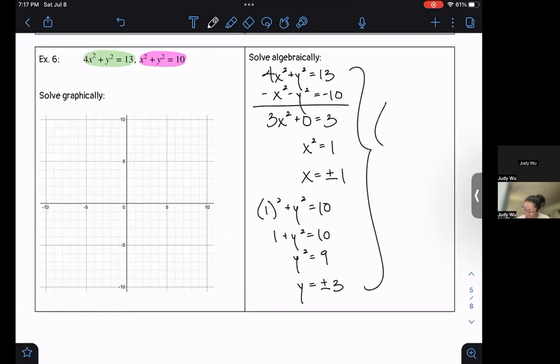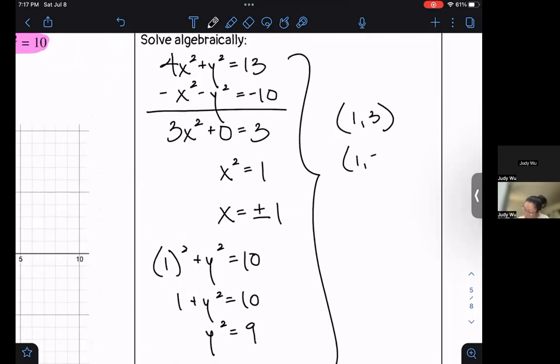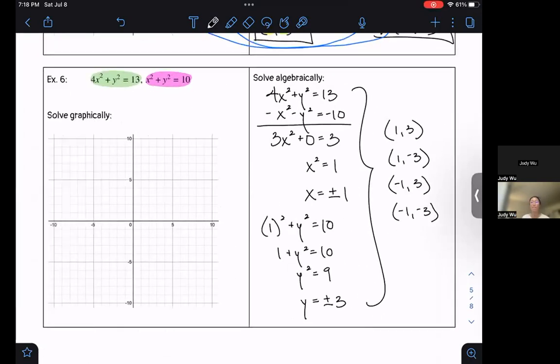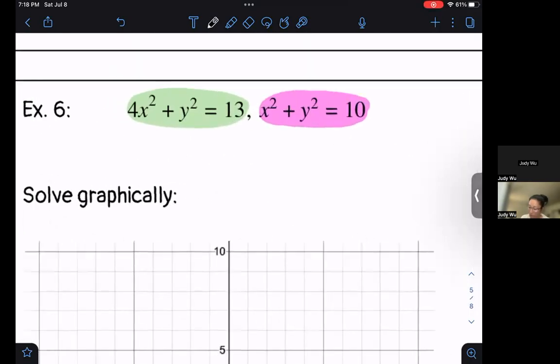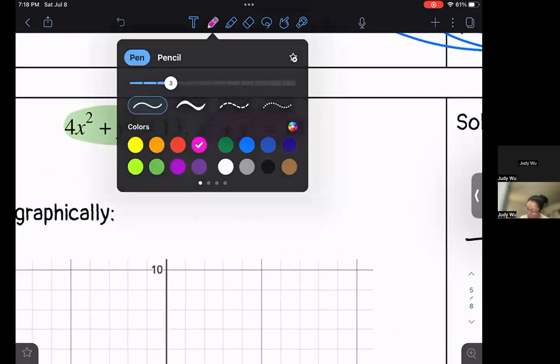Okay. So I've got 1, 3. I've got 1, negative 3. I've got negative 1, 3 and negative 1, negative 3. All right. And so I have four solutions. It seems like a lot, but if we go back to these two and think about their shape, okay, let's start with the pink one over here.